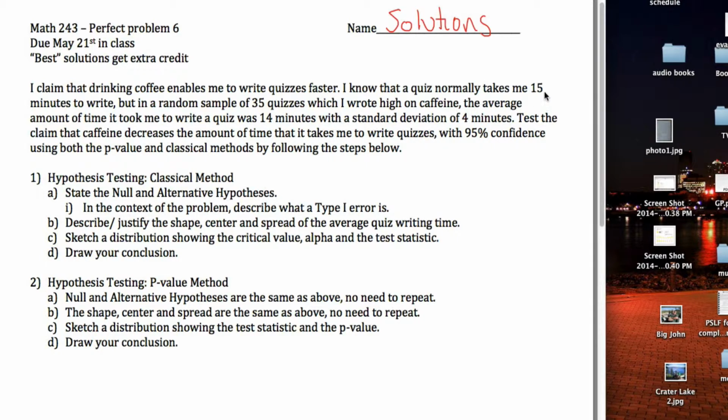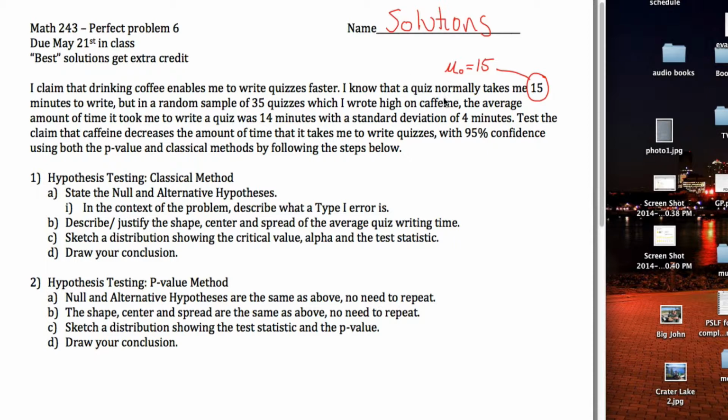I know that a quiz normally takes me 15 minutes to write. So what this is saying is that in the absence of coffee, just normally, the population average is equal to 15. You might think that we use mu for that population average, which we actually don't. We use mu naught, mu with a little 0 next to it. Why mu naught instead of mu?